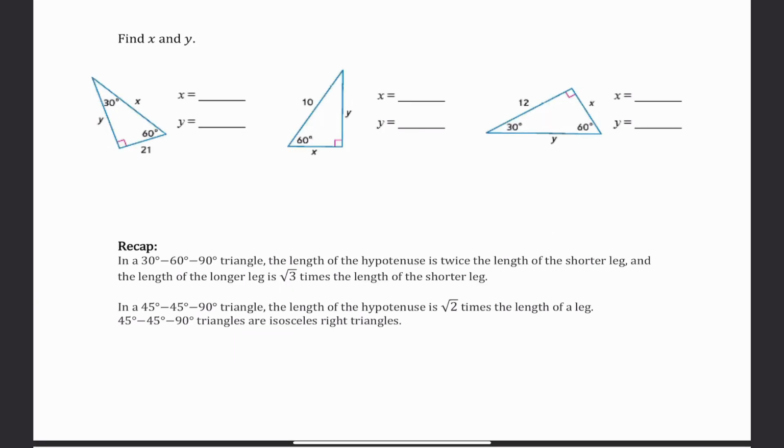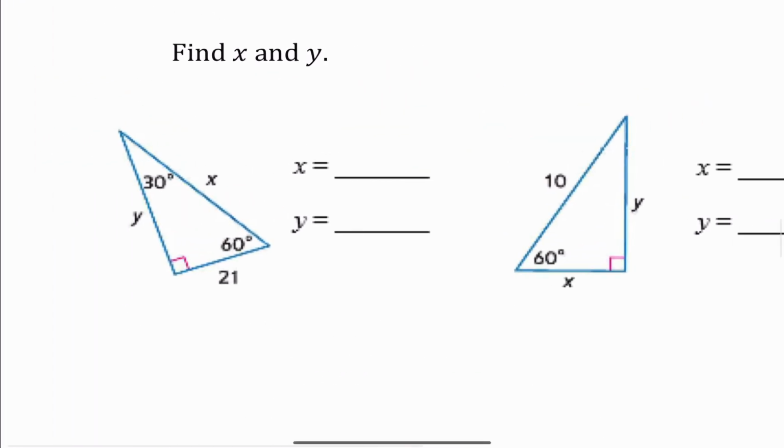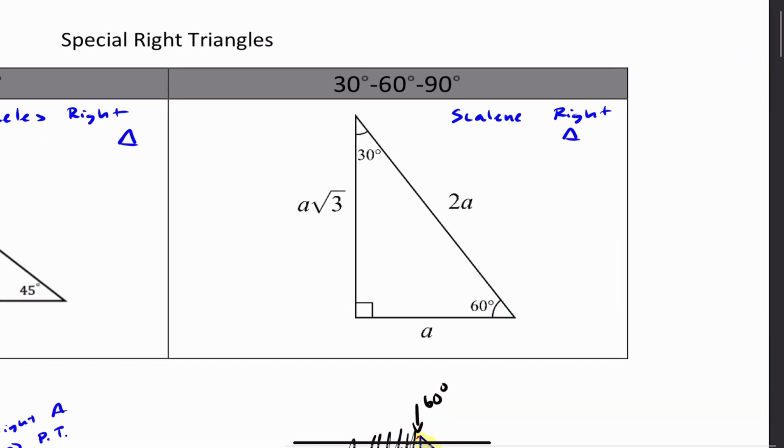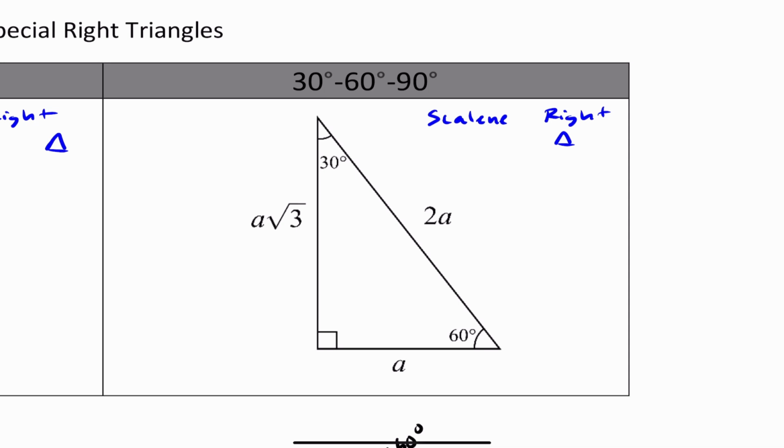Okay, so 30, 60, 90 triangles. Find x and y. Let's take a look at this first example over here. We have a 30, 60, 90 triangle. I need you to refer back to your notes and see which one is which. Across from 30 degrees, this is labeled as A. Across from 60 degrees, this is labeled as a root 3. And across from 90 degrees, this is labeled as 2A. So the hypotenuse is always 2A for a 30, 60, 90 triangle.